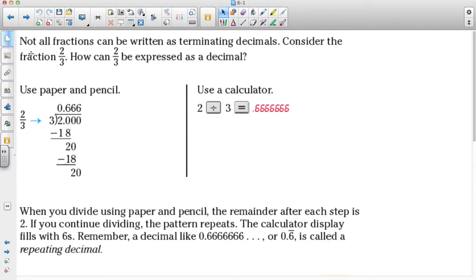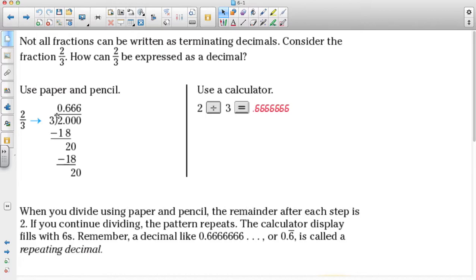Okay, not all fractions can be written as terminating decimals. Consider the fraction 2/3. How can 2/3 be expressed as a decimal? Use paper and pencil again. 2 divided by 3. Okay, you end up with 0.666, following the normal division steps that we take every time.